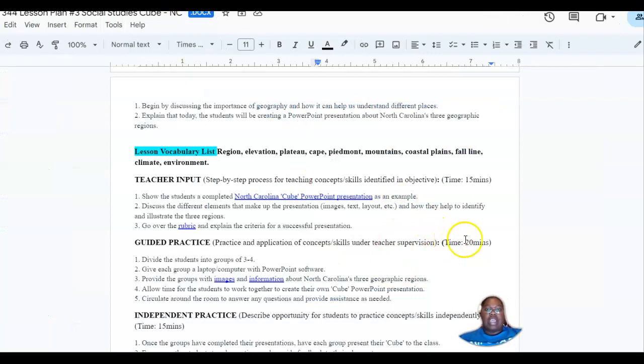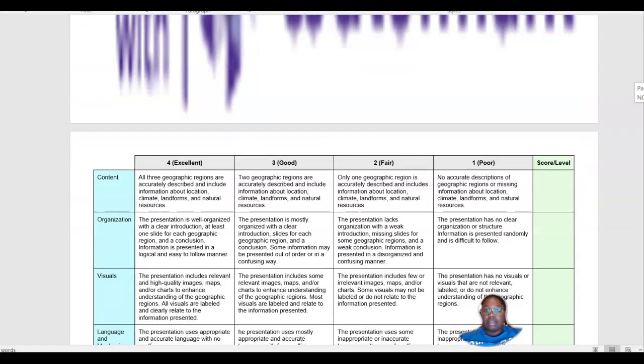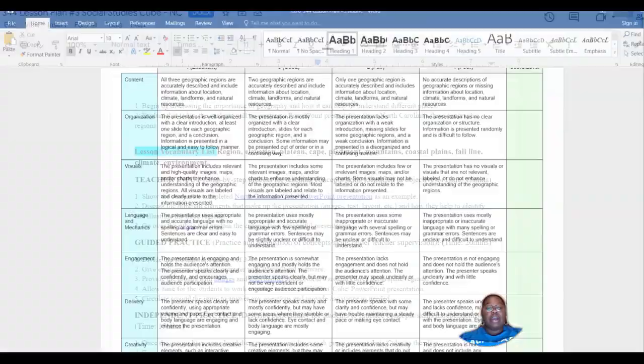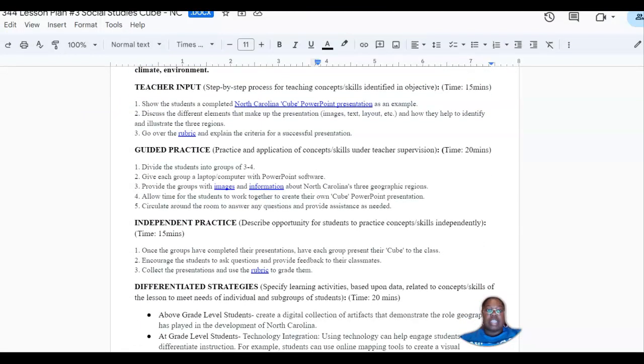All right, and I will go over the rubric again. So here is the rubric one more time, just to get a good look. The students will get a copy of the rubric. All right. Next, this is what we're going to break off and do our guided practice. This is where the collaborative learning comes in.